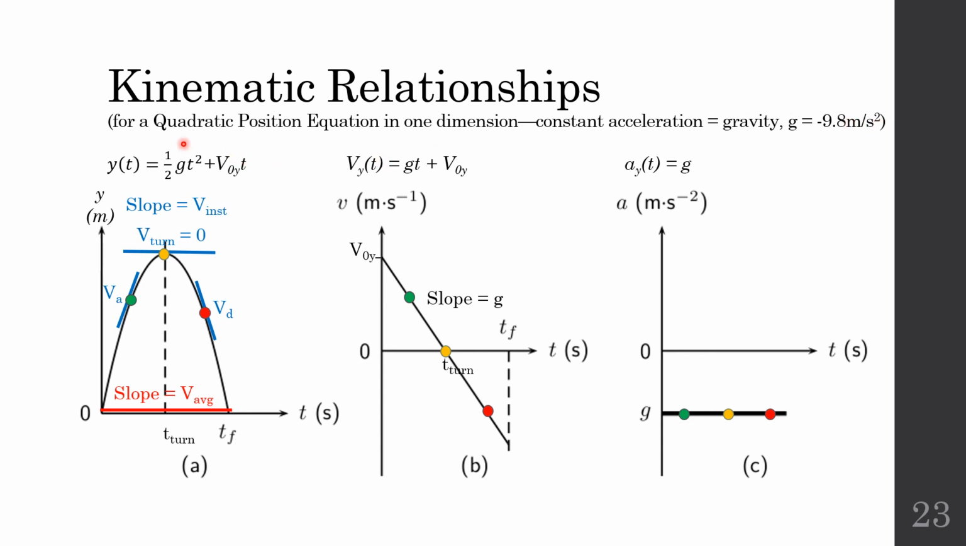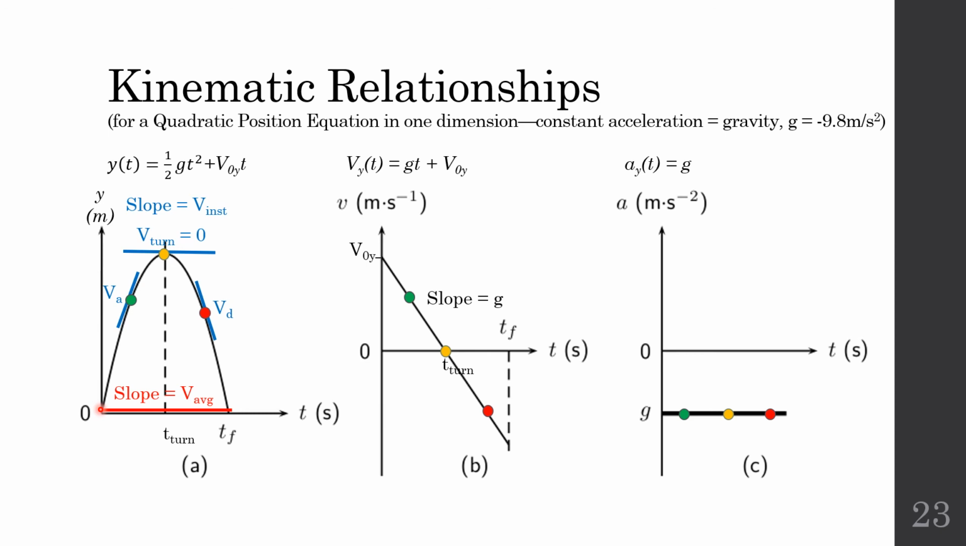So here we have our position equation: y of t equals 1/2 g t squared plus v0y times t. You can see I opted to not have a starting height, which is why our parabola starts here at 0. But what I really wanted to drive home here is what's going on with the velocity.